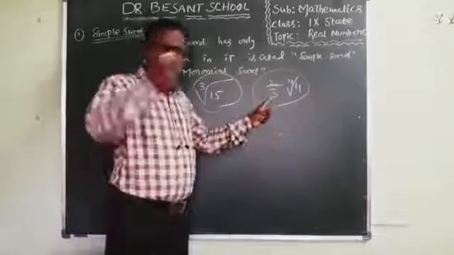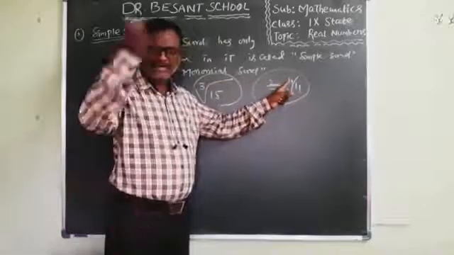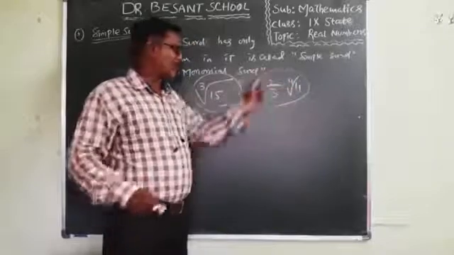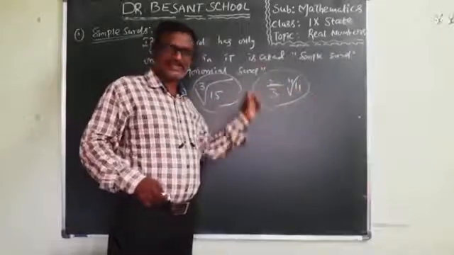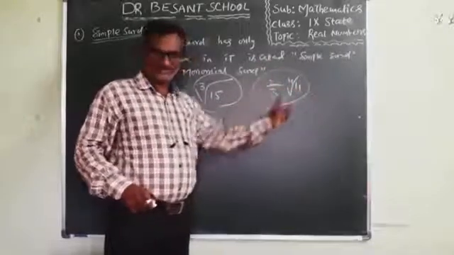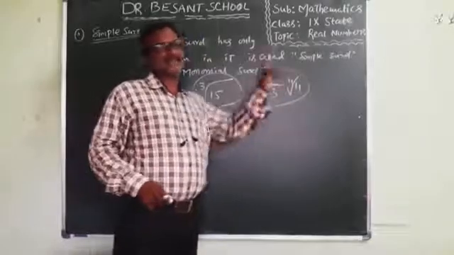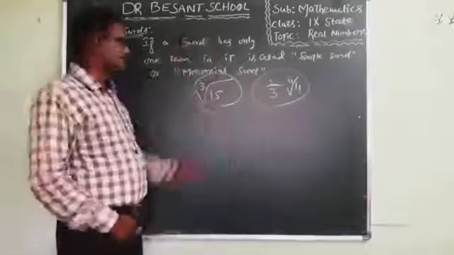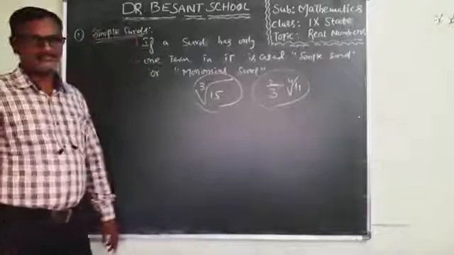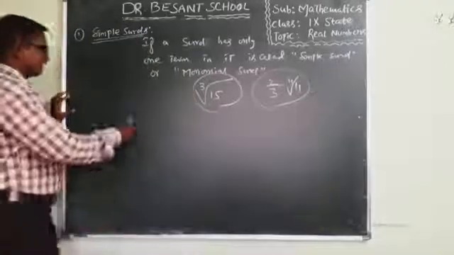2 by 3 is the quotient, 4 is the order, 11 is the radicand. How many terms are there? Single term. One term. This is called simple surd or monomial surd. Okay, children? Yes. Verify.